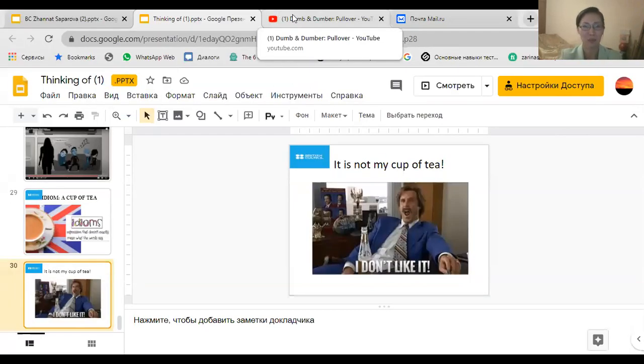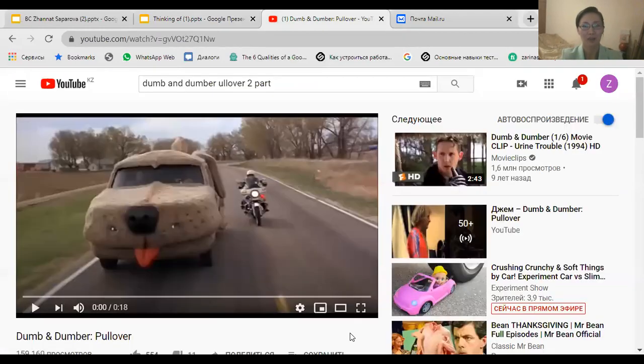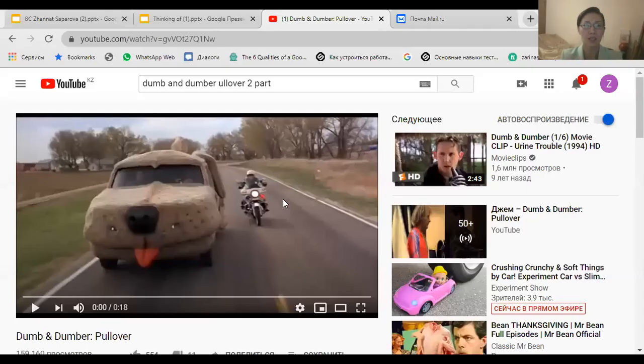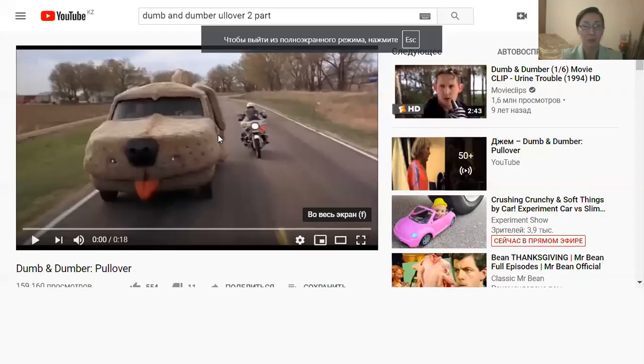But do remember, we have the pullover phrasal verb. Please always keep in mind what kind of thing is going on, okay? Because here we have another pullover.